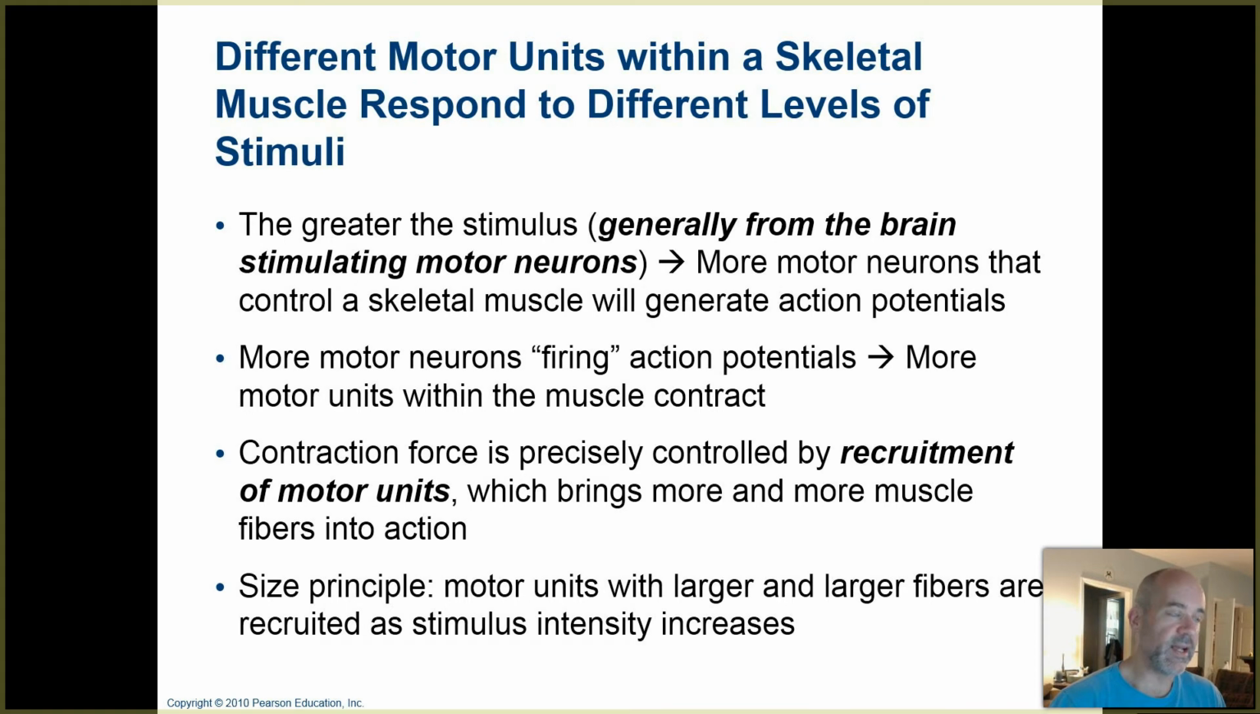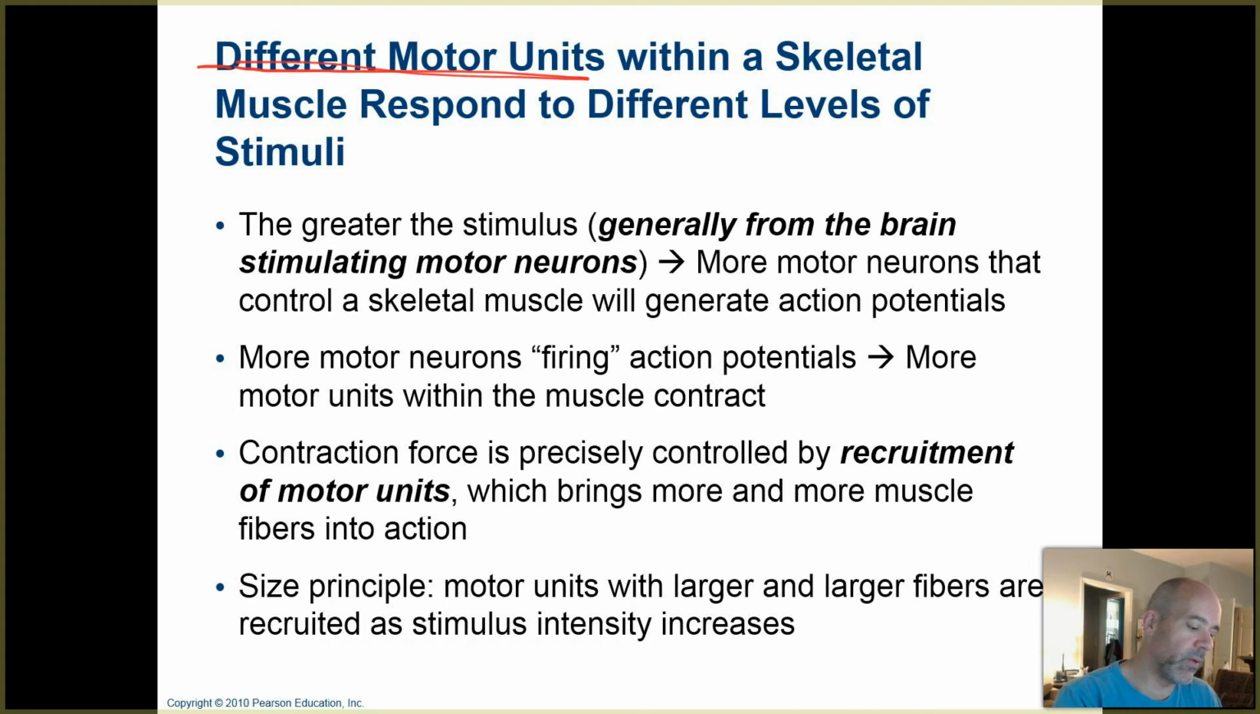So I actually mentioned this on the last video clip. So we already know that a whole skeletal muscle is divided up into many different motor units. So there are a whole bunch of motor neurons that control a typical skeletal muscle. Okay, and so some of those motor units are going to respond to less stimulus from the brain, because remember, the brain stimulates the motor neurons, which stimulate your skeletal muscle fibers.